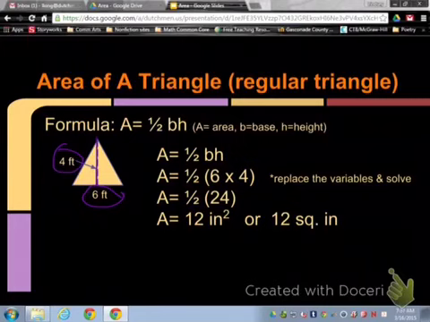So, same as the last one, we come in and we use our formula, 1/2 base times height, and we plug in for our base, which is 6, and for our height, which is 4. Then we follow order of operations. So 6 times 4 is 24, and then we do 24 times 1/2, or 24 divided by 2, which gives us 12 inches squared, or 12 square inches.